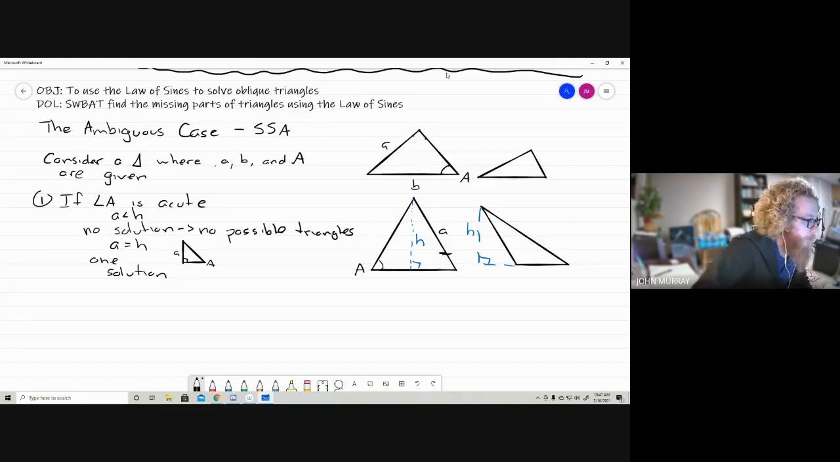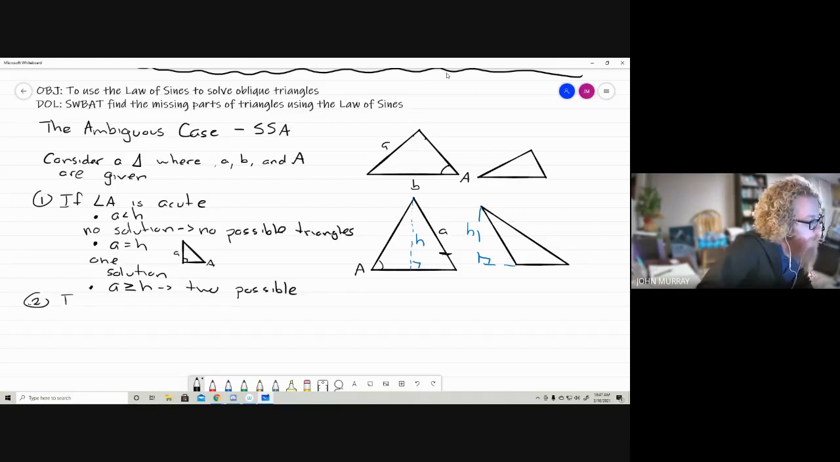Then, okay, this is going to get a little out there. I'll just put a point here. If A is greater than h, then we have two possible solutions. All right, and I'll go over an example with that.